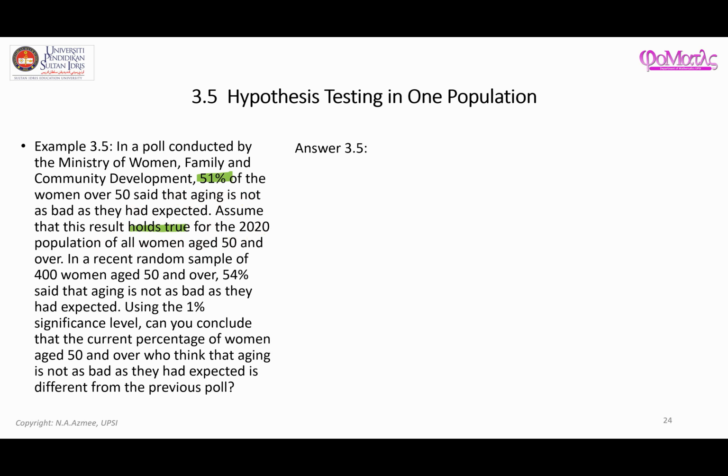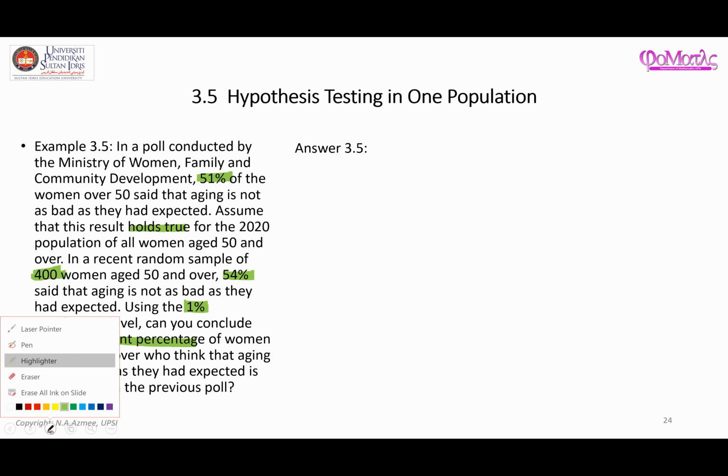And in a recent random sample of 400 women aged 50 and over, 54% said that aging is not as bad as they had expected. Using the 1% significance level, can you conclude that the current percentage, which is the percentage in the recent random sample given here, of women aged 50 and over who think that aging is not as bad as they had expected is different from the previous poll, is different from the result given by this Ministry of Women, Family and Community Development here?